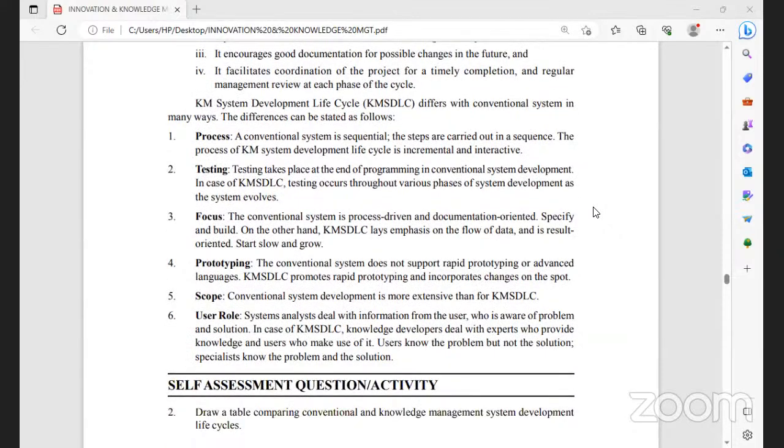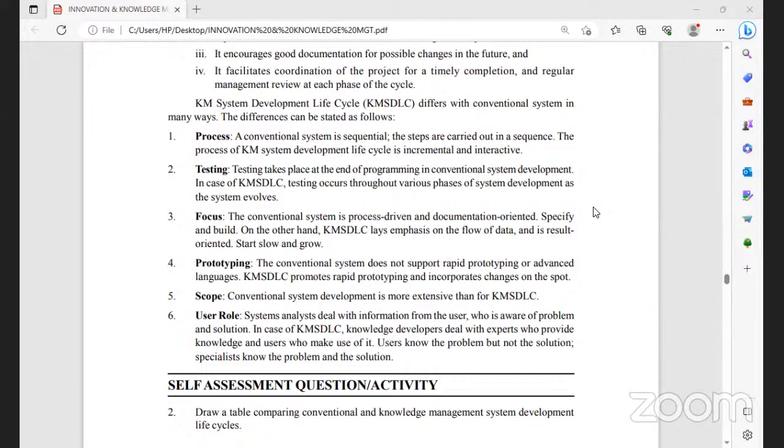Focus. The conventional system is process driven and documentation oriented: specify and build. On the other hand, the knowledge management system development life cycle lays emphasis on the flow of data and is result oriented: start slow and grow. Means every journey starts with a small single step. The same philosophical concept applies here also. Prototyping. The conventional system does not support rapid prototyping or advanced languages.